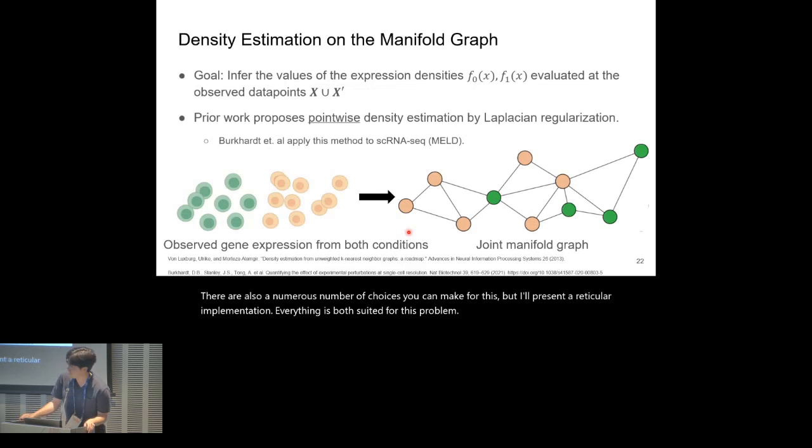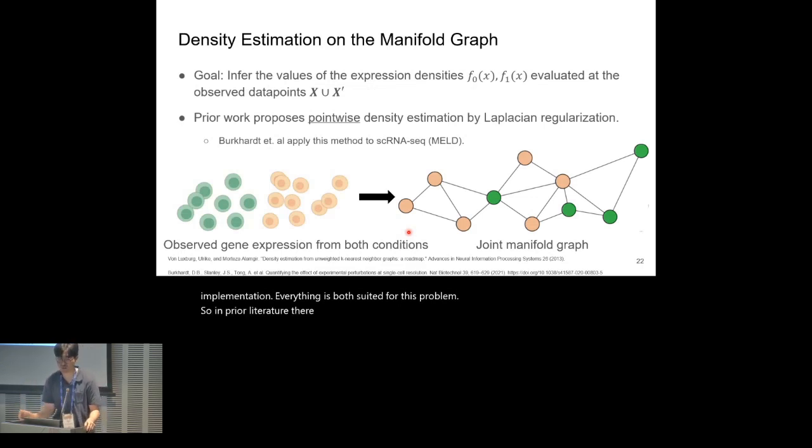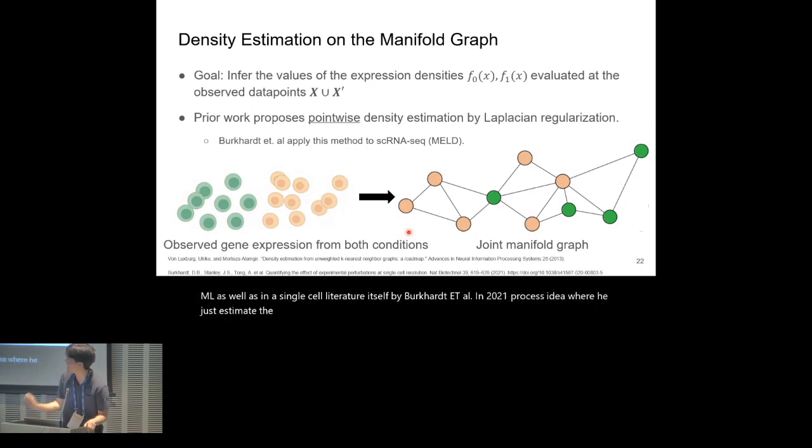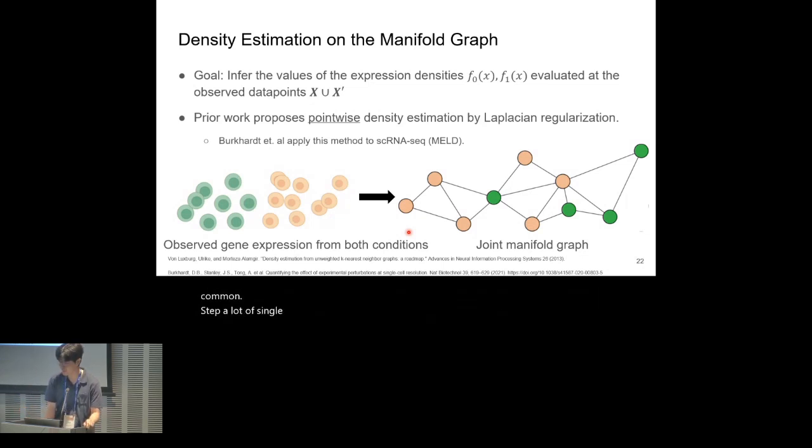So in prior literature, there is this idea of density estimation on the manifold graph. So given some observed gene expression measurements from both conditions, prior work both in stats and ML, as well as in the single cell literature itself by Burkhardt et al. in 2021, proposed this idea where you can just estimate the density values at the observed data points. And the way they do this is by first constructing this joint manifold graph from both conditions simultaneously. And this is a common step in a lot of single cell pipelines.